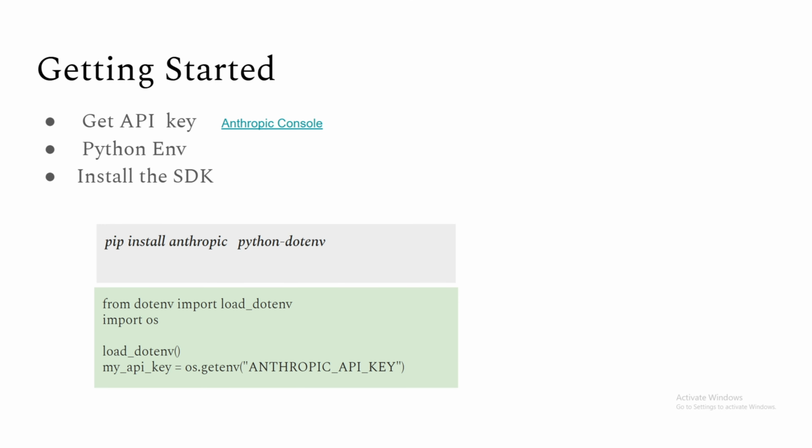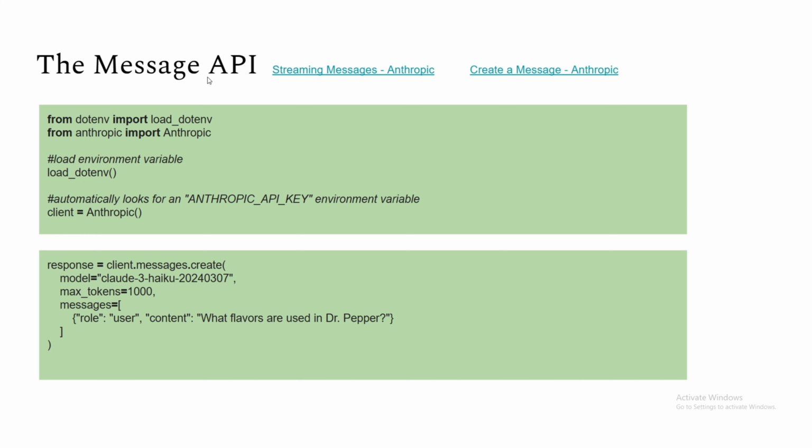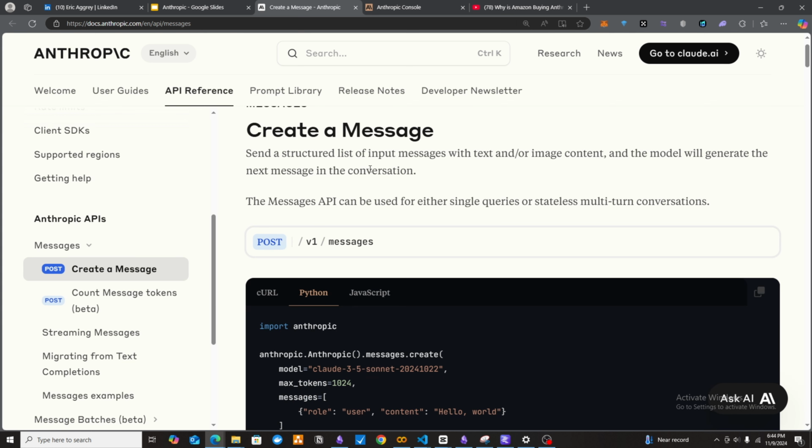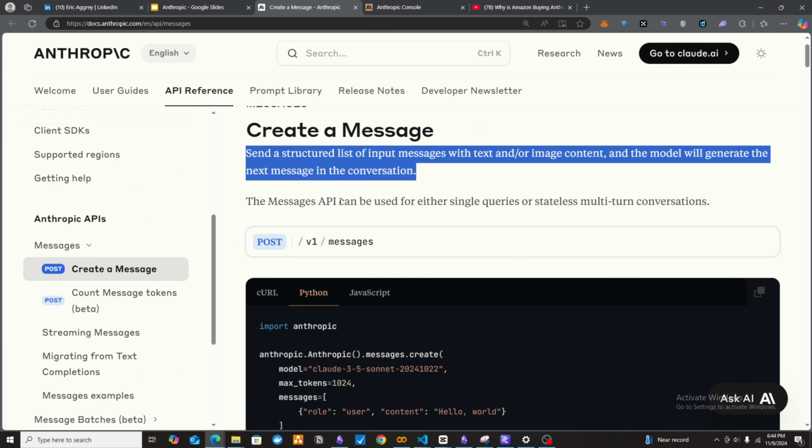So let's go back to our slide. We are done with getting started, so let's go to the next step. We need to look at the message API. Before we test out the model, let's see from the documentation how to work with messages. If you click here, I'm going to be sharing the slides as well. You're going to see that there is a way to send a structured list of input messages with text or image content, and the model will generate the next message in the conversation. So this is how you talk to the Anthropic API.